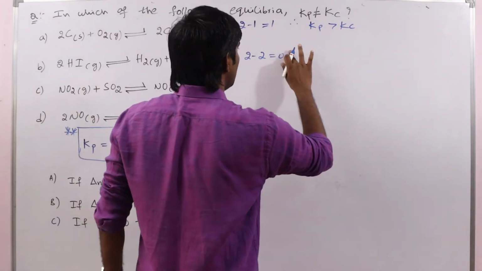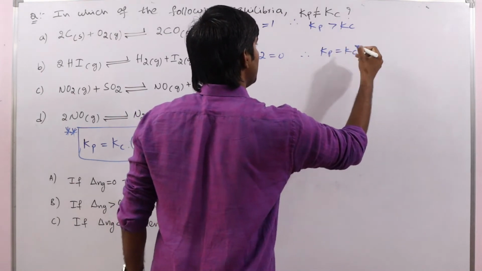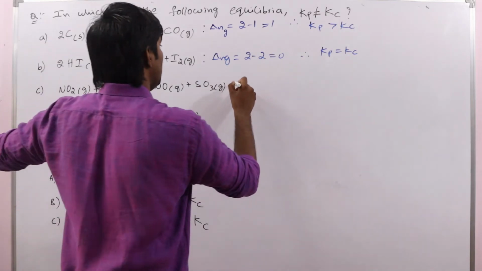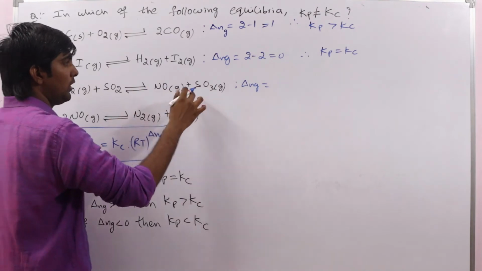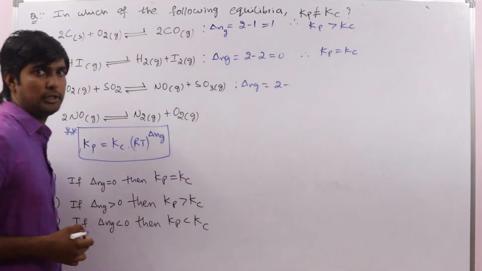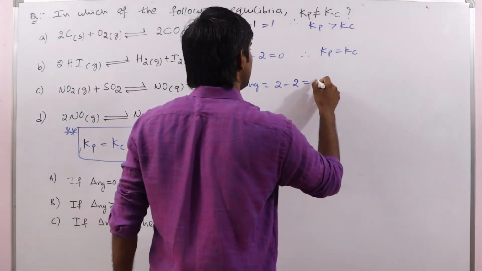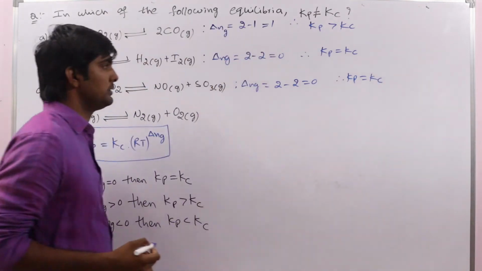So therefore here we get Kp is equal to Kc. So no, Kp equal to Kc. Next, see here also delta Ng equal to 1 mole NO, 1 mole SO3, 2 gaseous products are present, 2 gaseous reactants are present, so that is equal to 0. Therefore Kp is equal to Kc.